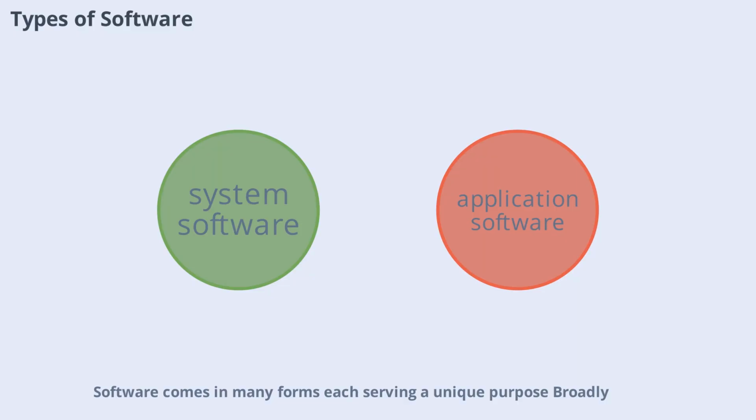Software comes in many forms, each serving a unique purpose. Broadly, it can be categorized into two main types: system software and application software. System software includes programs that manage the hardware and basic system operations, like operating systems. Application software, on the other hand, helps users perform specific tasks such as word processing or browsing the internet. Recognizing these categories helps us better understand how software fits into our daily routines.